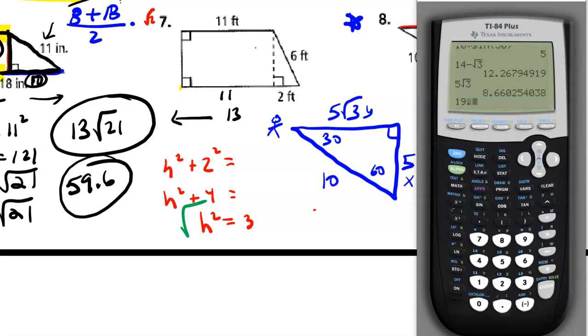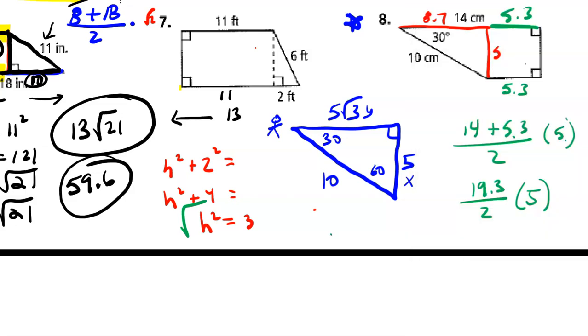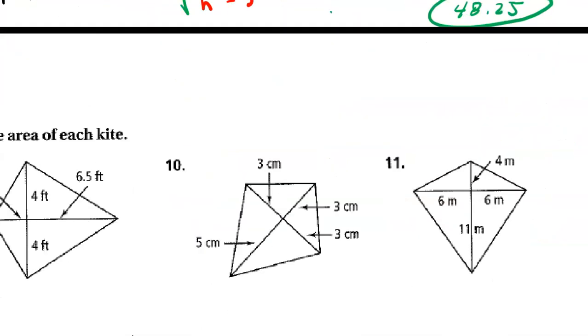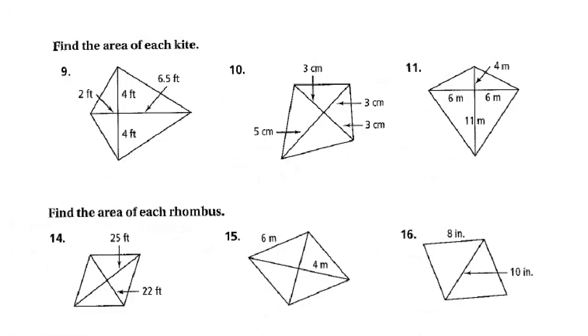So 19.3 divided by 2 times 5 gives me a grand total of 48.25. That was a tough question. And the units would be centimeters squared. Tough question there for number 8. All right, moving it back down, number 9.